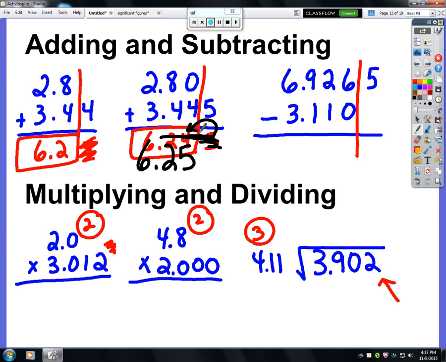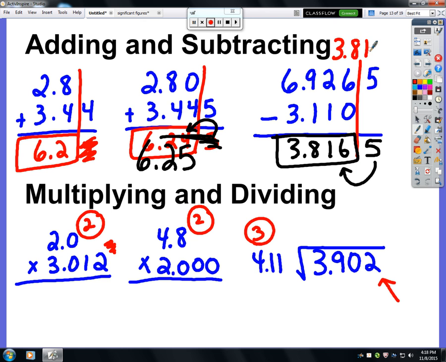If I subtract these, I'm going to get 3.8165. This is what my answer has to be in. However, that 5 rounds to 6. So what's my answer going to be reported as? 3.817, because the 5 rounds that 6 and changes it to a 7.